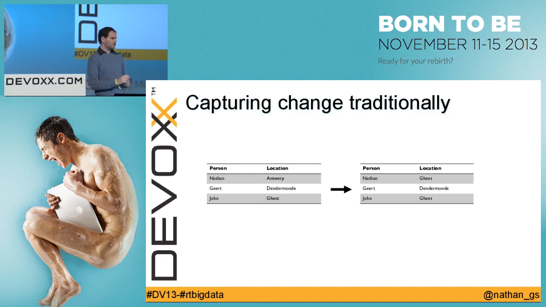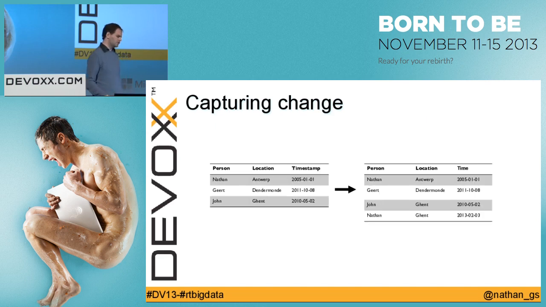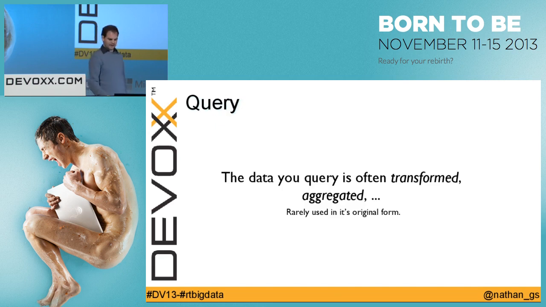So in traditional systems, how do we capture change? If, let's say, I move from Antwerp to Ghent, in a traditional system, it would be an update, while in this new system, it would just be a new record. Of course, most of the time we're not really interested in this raw form, we're not really interested in the raw events. We're mostly interested in the derived information.